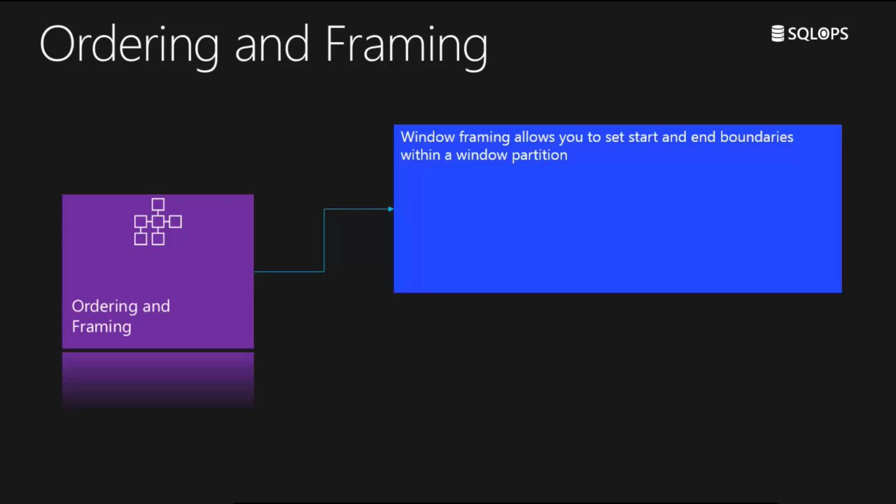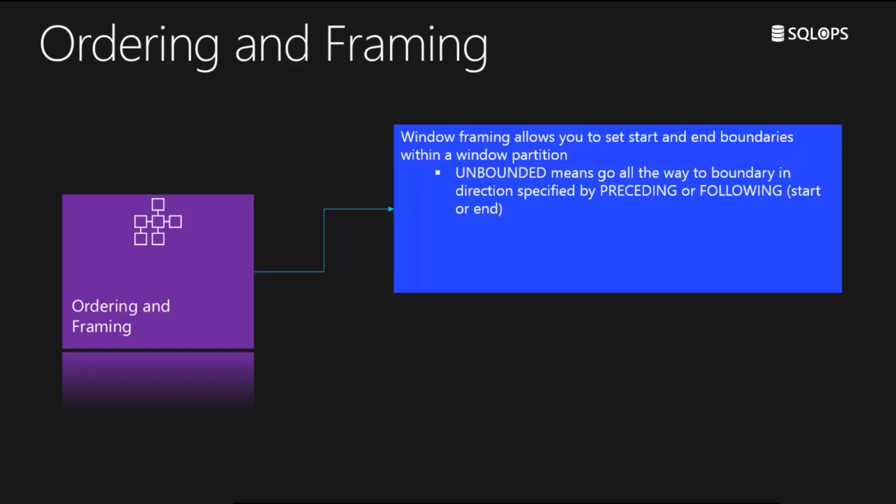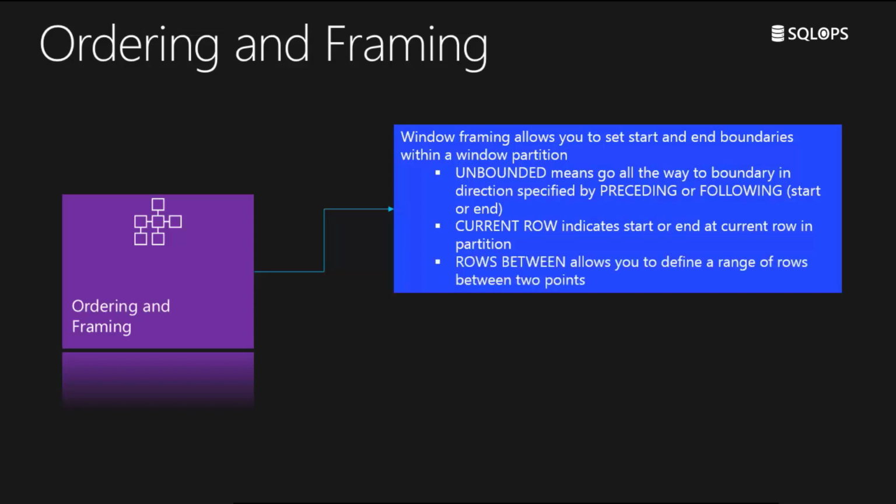And to define the window frames, you need to use the ROWS or RANGE subclauses and provide a starting and an ending boundary. Unbounded means go all the way to the boundary in the direction specified by the PRECEDING or FOLLOWING clause. Current row indicates start or end at the current row in the partition. The ROWS BETWEEN clause allows you to define a range of rows between 2 points.